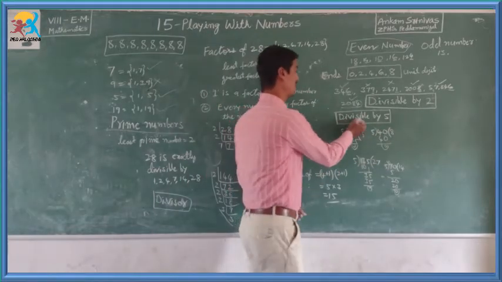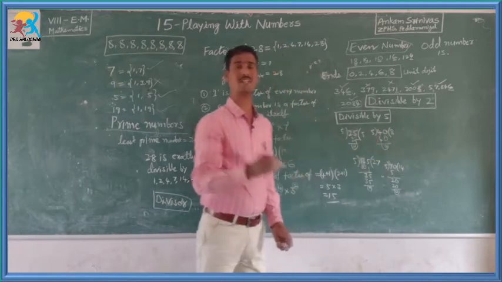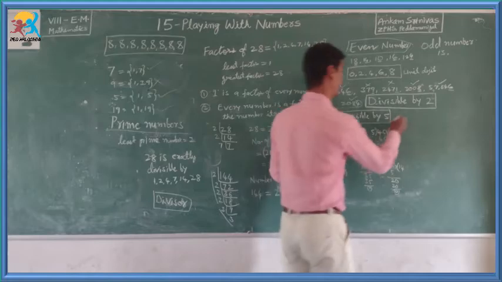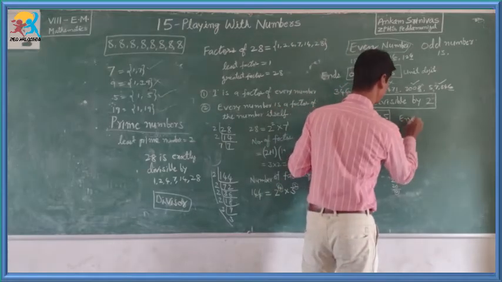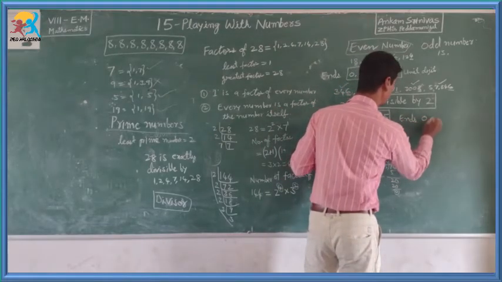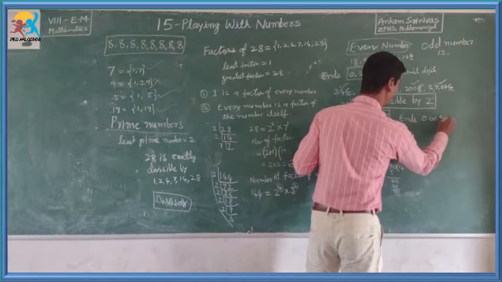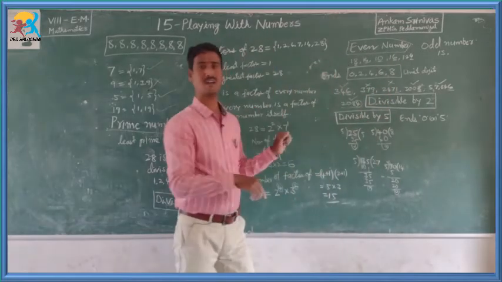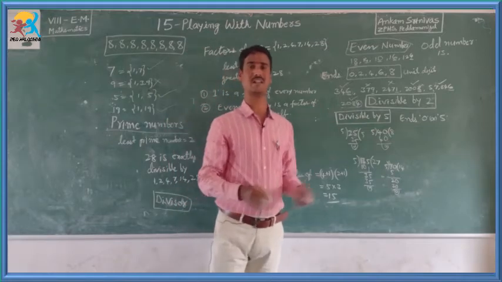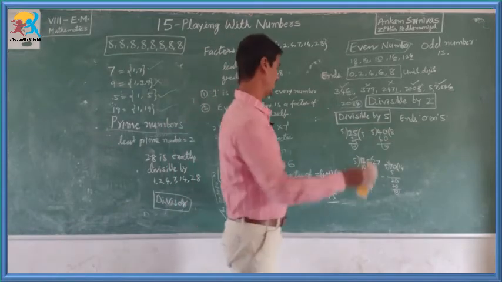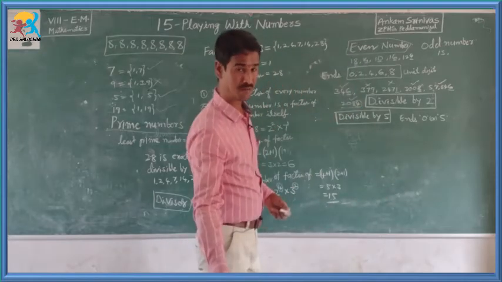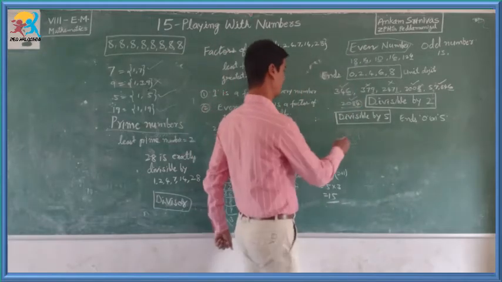So what is the rule of divisibility by 5? The numbers which end with 0 or 5. If the unit digit is 0 or 5, the number is divisible by 5. Let's check. I will give some problems, whether divisible by 5 or not.